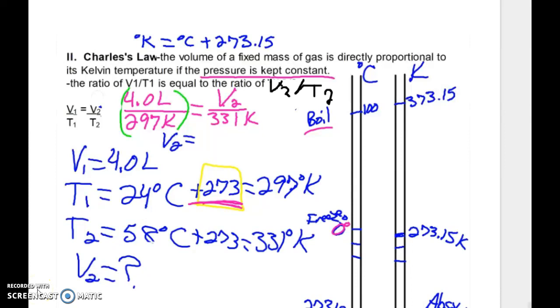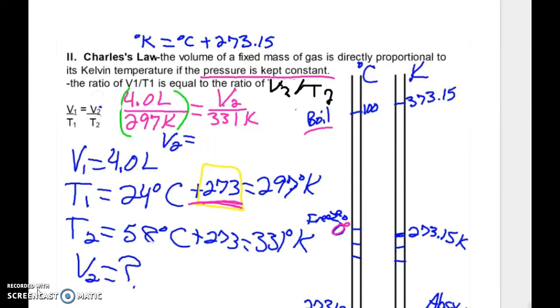Charles' law deals with the relationship between temperature and volume. Charles' law says the volume of a fixed mass of a gas is directly proportional, not inversely proportional, to its Kelvin temperature. Remember we talked about Kelvin temperature way back at the beginning of the year. When we're dealing with these gas laws, we have to use Kelvin temperature and not Celsius, so we'll perhaps be converting back and forth. This holds if the pressure is kept constant.